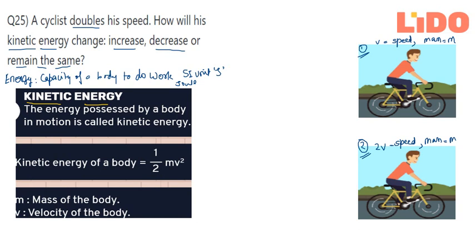Now let's define how we express kinetic energy. So kinetic energy is expressed as half mv square, where m is the mass of the body, v is the velocity of the body. Let's write that down over here. So kinetic energy is equal to half mv square. M is mass, v is velocity. Now let's look at case A first. So in case A, let's calculate the kinetic energy when the cycle is moving at speed v. So kinetic energy is equal to half mv square, because mass is m and speed is v.